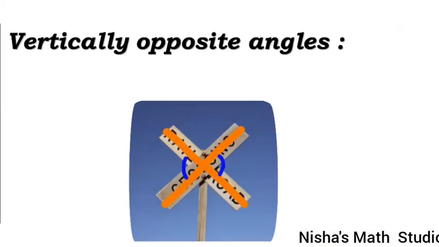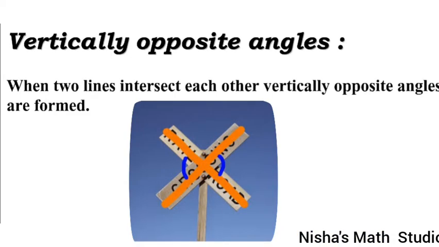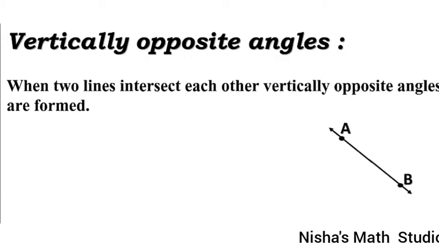First, let's see what are vertically opposite angles. When two lines intersect each other, vertically opposite angles are formed. Consider the lines AB and CD, which intersect at a point called O. There are 4 angles formed here. Let's name them 1, 2, 3 and 4 as shown here. Now in this figure, angle 1 and angle 3 are vertically opposite angles. Always, vertically opposite angles will be equal to each other.